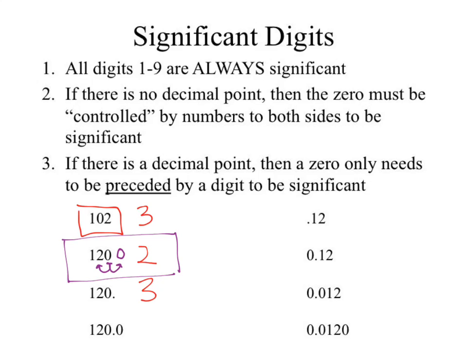1200 still only has 2 significant digits. Only 2. Yes? So the definition of number 2 should change a little bit then, because it just says controlled by numbers. It doesn't say by significant numbers. True. So that, to me, that's yep.